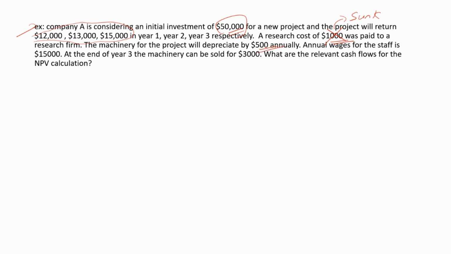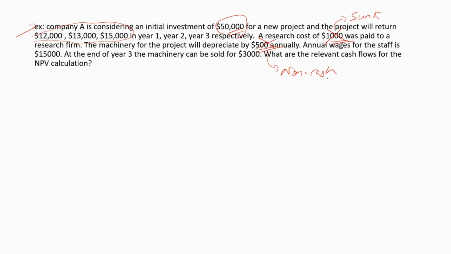And they have given a depreciation amount of $500 annually. Do we consider this cost under NPV calculation? No, we don't, because this is a non-cash item. We do not consider non-cash items under NPV calculation because non-cash items are irrelevant.